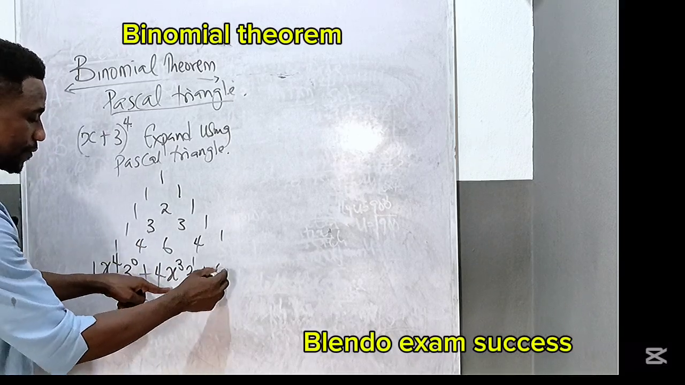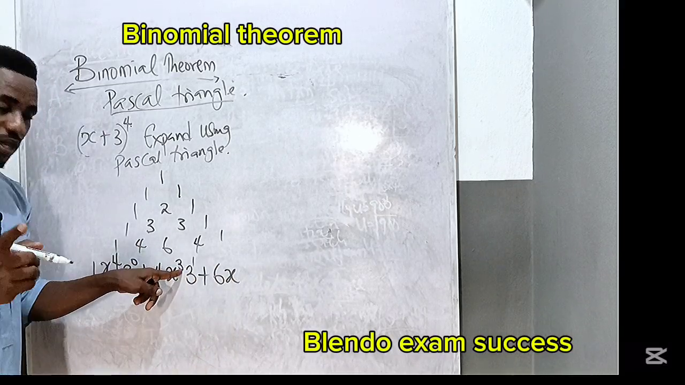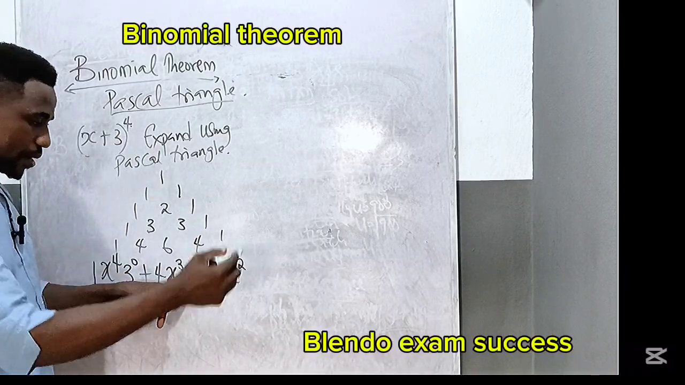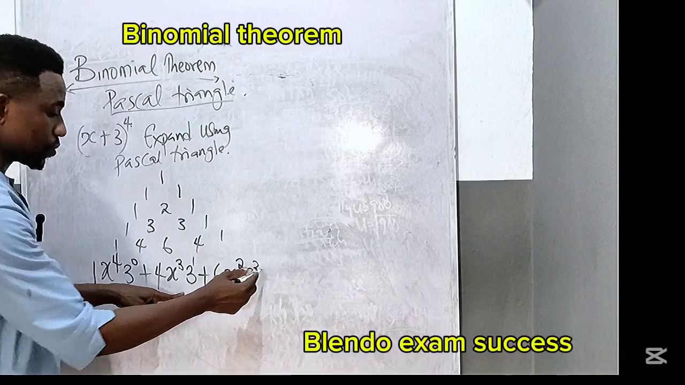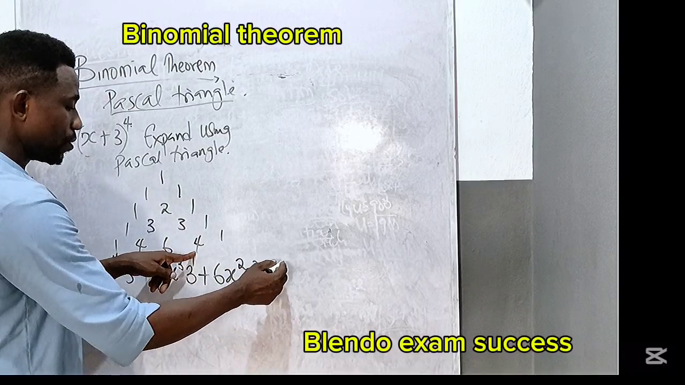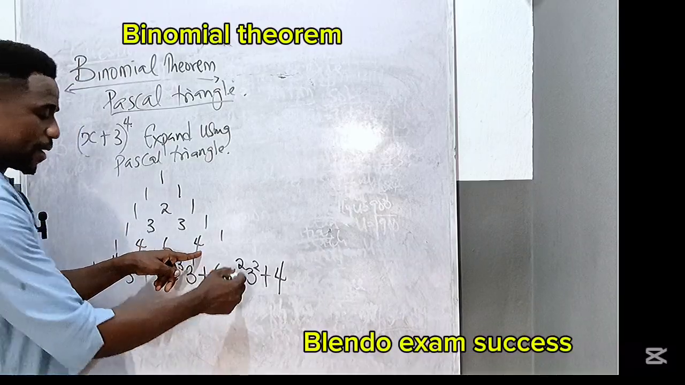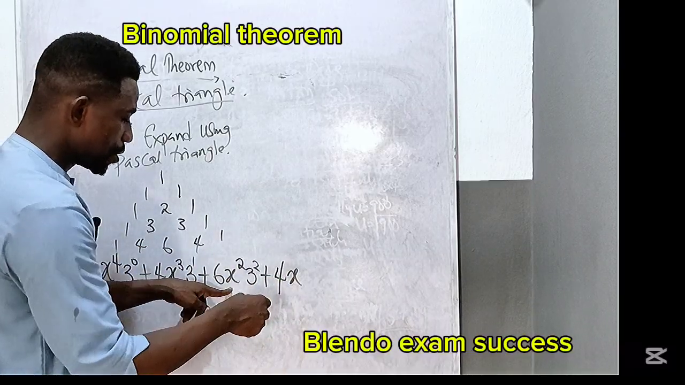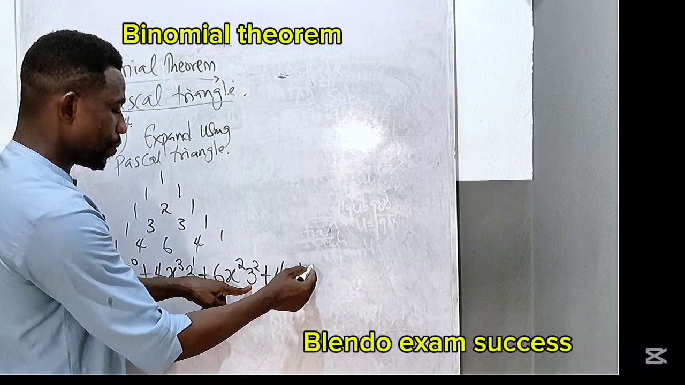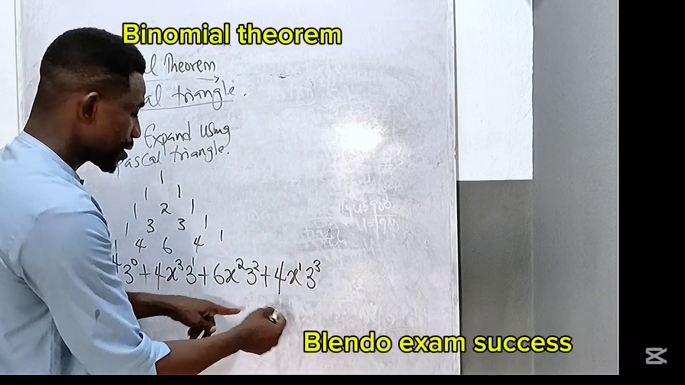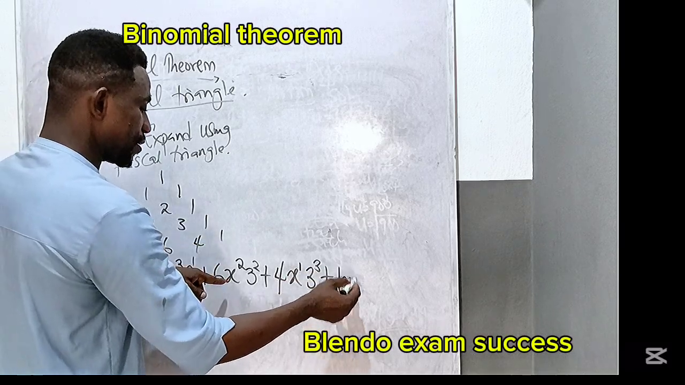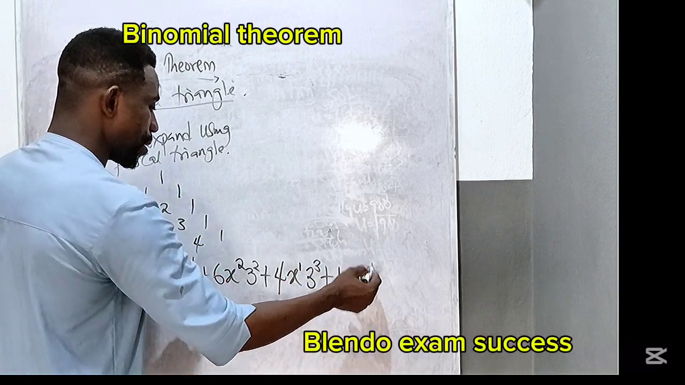What is the coefficient again in the next term? 6. So we have x raised to 3 minus 1, which gives us 2, as x reduces by 1 and 3 increases by 1. So here we have 3 raised to the power 2. We continue again. This is another coefficient, which is 4. We have x reduced by 1, so 2 minus 1 is 1, and 3 is increased by 1. Another coefficient here is 1, so plus 1, x is now power 0, as 3 is raised to the power 4.